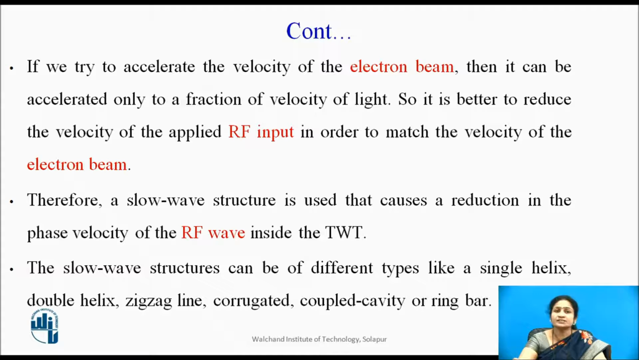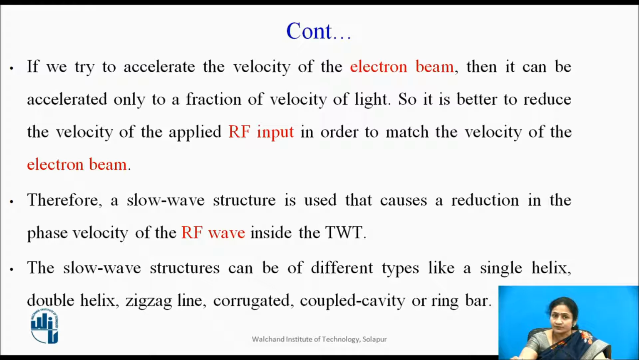The electrons are going to give up their energy for the amplification. To accelerate the electron beam up to the speed of light is not practical, it can only be accelerated to a fraction of the speed of light. So it is better to reduce the speed of the applied RF field in order to match the velocity of the electron beam. For this purpose, we are using the slow wave structure in the TWT tube, which reduces the speed of the RF waves inside the TWT.